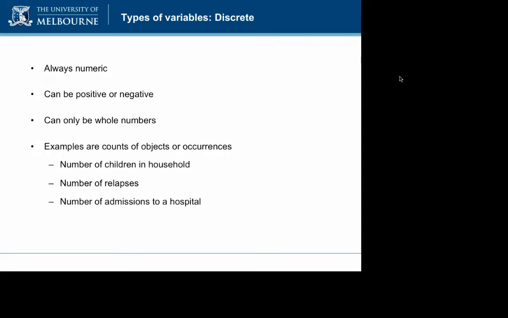Then another numerical variable is discrete variable, which is again a number. It can be positive or negative.